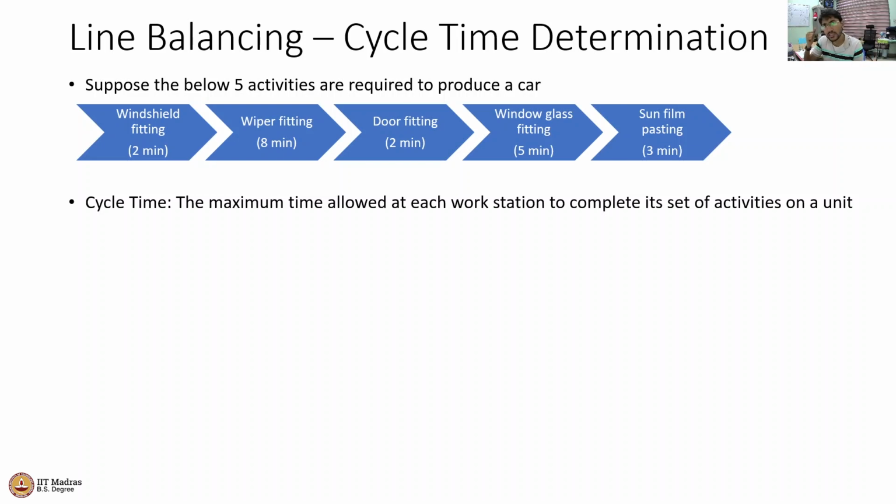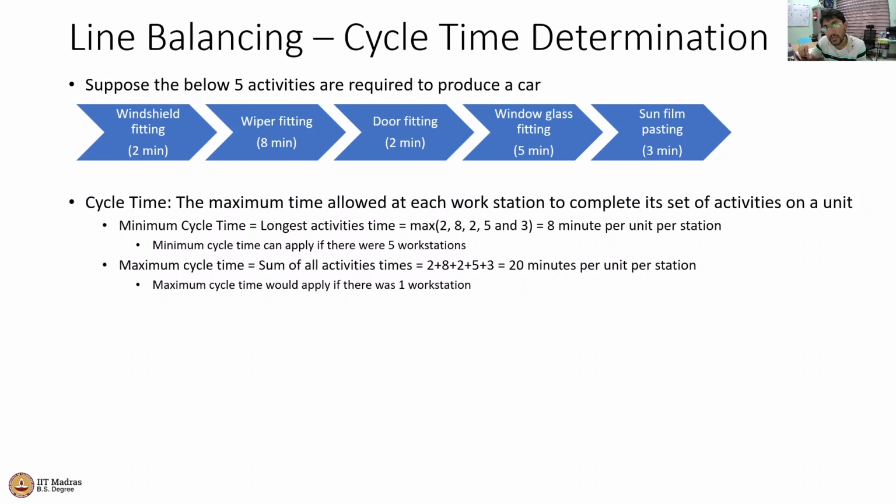Let's look at this through an example. Say we have 5 activities. Windshield fitting, which takes 2 minutes. Then we have the wiper fitting, which takes 8 minutes. Then we have the door fitting, which takes 2 minutes. Then we have the window glass fitting, which takes 5 minutes. And finally, the sun film pasting for all the glasses, which takes 3 minutes. So these are the 5 activities. Given this set of 5 activities, what should my cycle time be is the question.